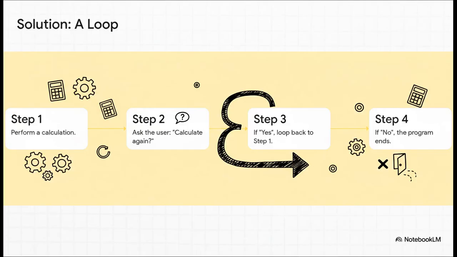The fix is actually a classic programming idea, a simple loop. It's easy. After every calculation, we just ask the user, hey, want to go again? If they say yes, we just loop right back to the beginning. If they say no, the program ends nicely. This one tiny change makes the app 1,000 times more useful.